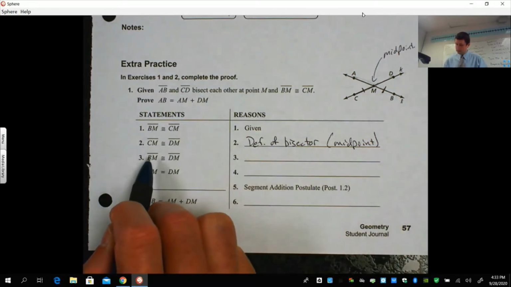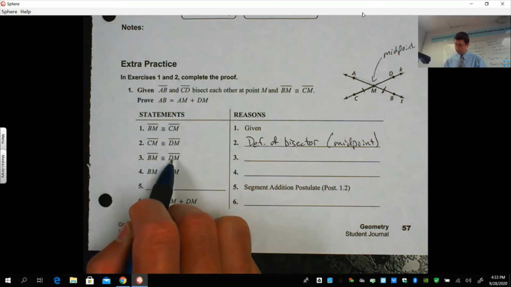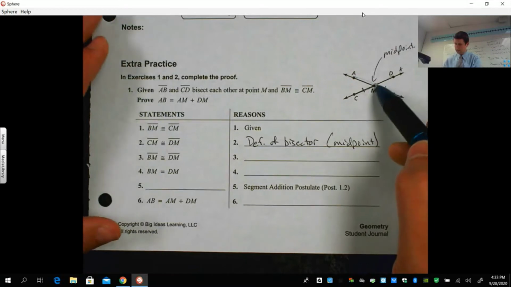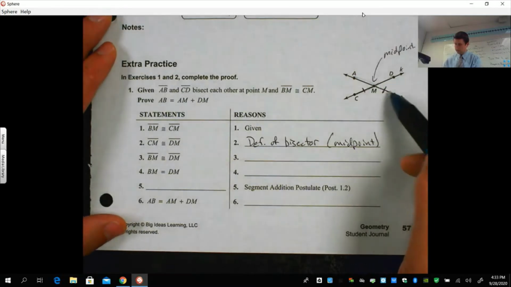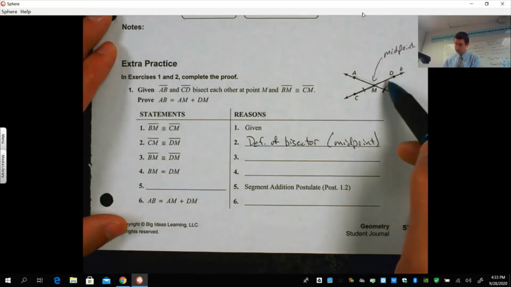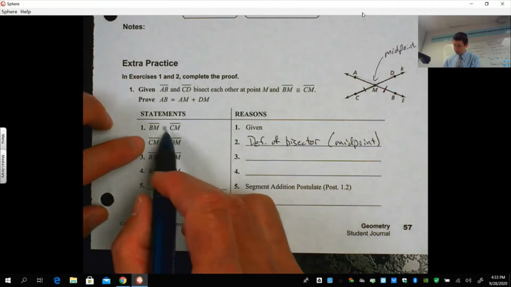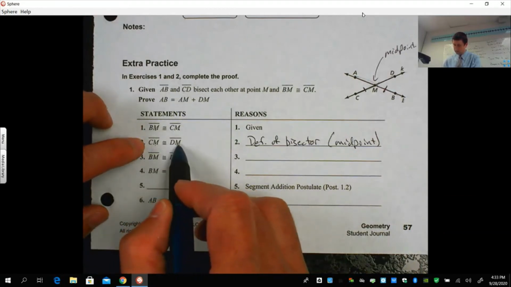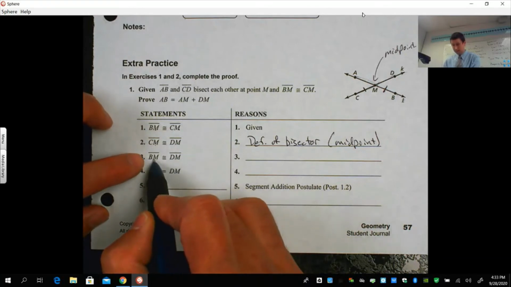Third step, BM is congruent to DM. Okay, so BM is congruent to DM. Now we don't have anything on our diagram about that. There's two different lines, so let's look at our other properties here. We said BM is congruent to CM. CM is congruent to DM. So then it went BM is congruent to DM.